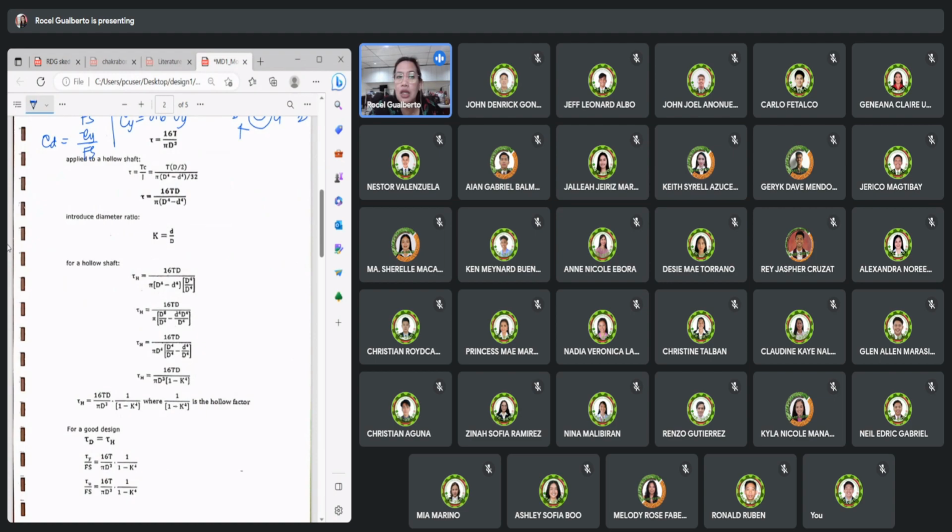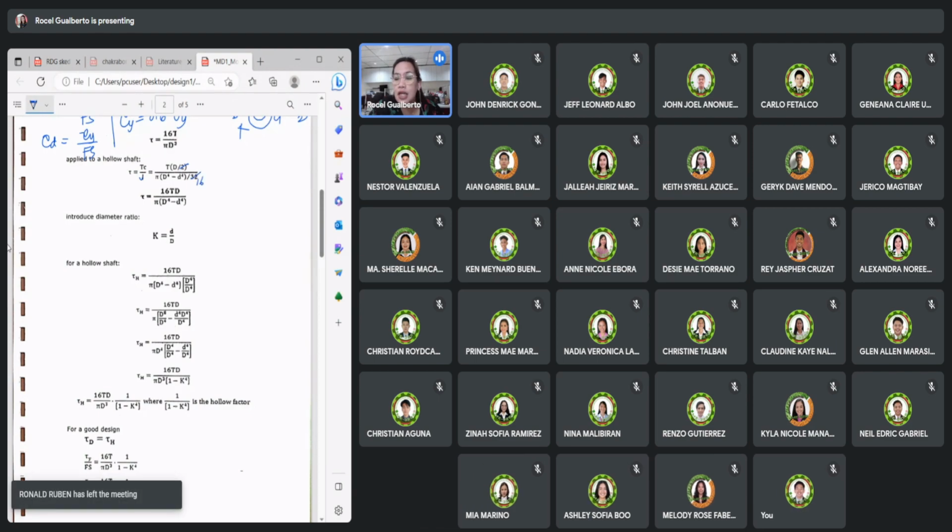Tau equal to Tc divided by J. So, C would be D divided by 2, and then this would be the value of J. So with this po, ang pwede lang po natin na i-cancel out would be 2 and 32. You'll have your 16. Yung D po, hindi po natin siya pwede na i-cancel out. So that gives us po 16TD over pi, D to the fourth minus d to the fourth. So this would be our tau for the hollow shaft.